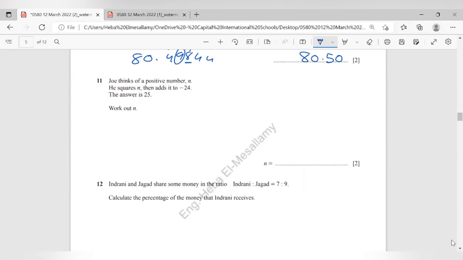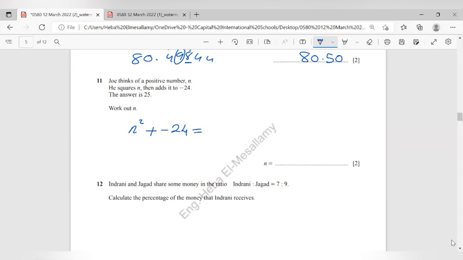In question 11, Joe thinks of a positive number n. He squares the n. First of all, when the question is to write an expression, please kindly read it carefully. Give it the proper time. So here, Joe squares n, so it's n squared. Then adds to it negative 24. So till now, we are just translating what's written in words into expressions.